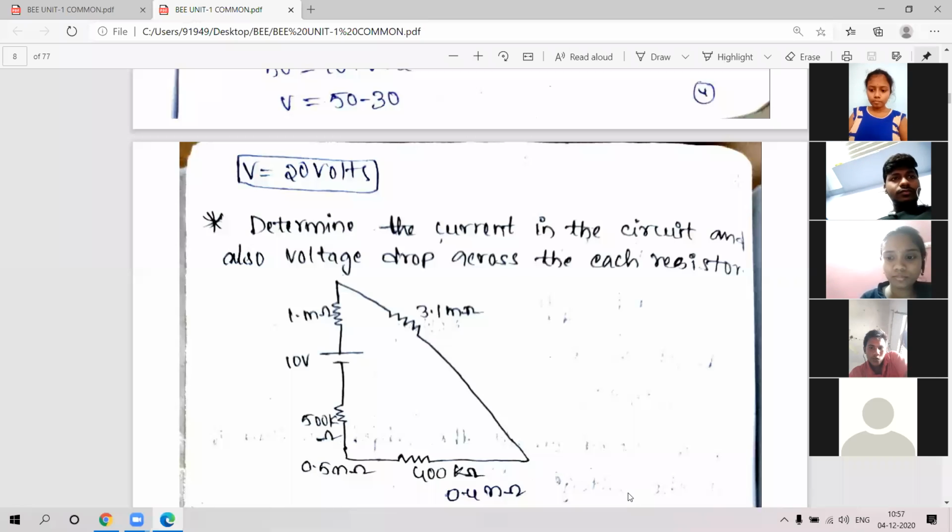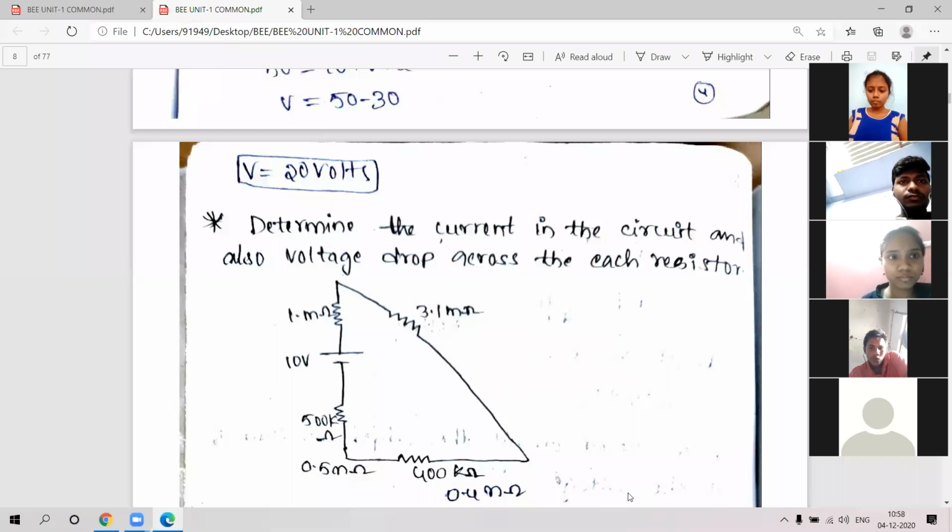Take this question. Determine the current, and also find out the voltage drop across each resistor. What is the voltage drop? The voltage drop formula is V equals I into R. After finding I, you can get the value of voltage, because the resistors are given and the current you can find.